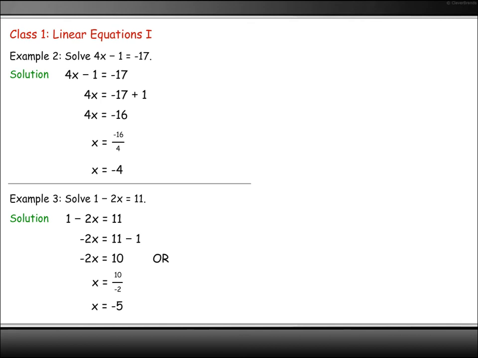There is another way you can carry out example 3. Get the minus 2x on its own by moving it to the right, where it changes to 2x. Move the 11 to the left, where it becomes minus 11. Therefore, minus 10 equals 2x. Now get the x on its own by dividing both sides by 2. Therefore, the solution is x is equal to minus 5.